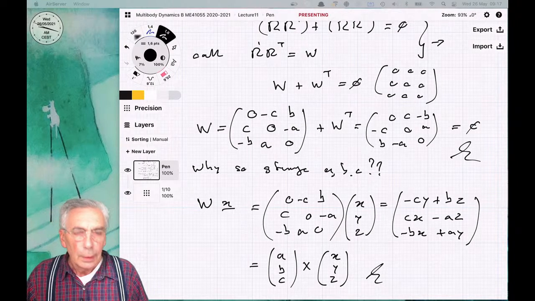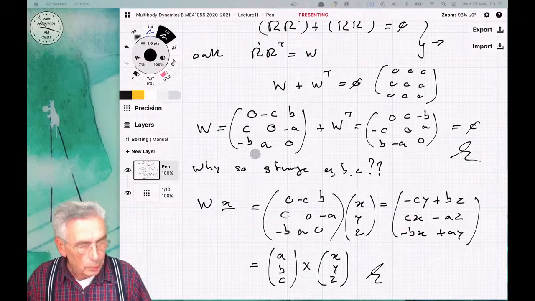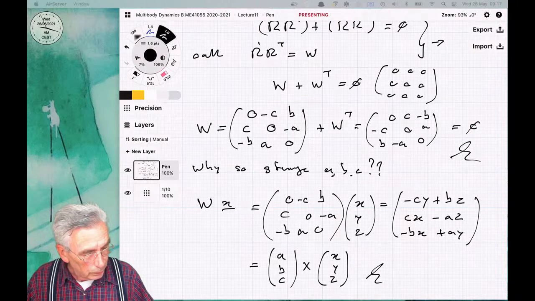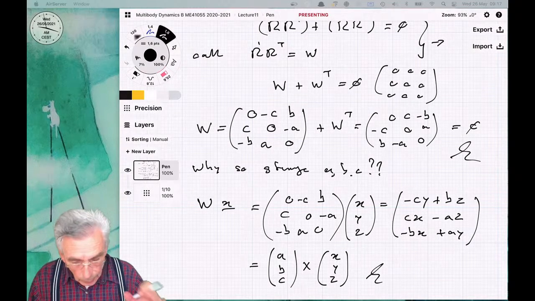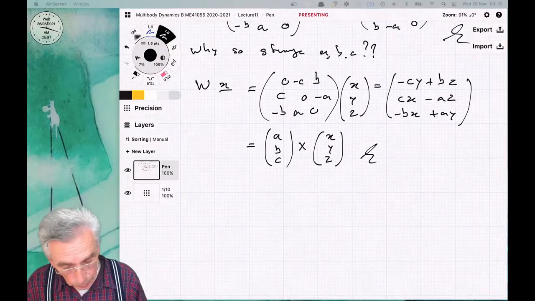So this way of writing this strange asymmetric matrix times a vector, in this way, actually is a way of writing the cross product, and we know the cross product.